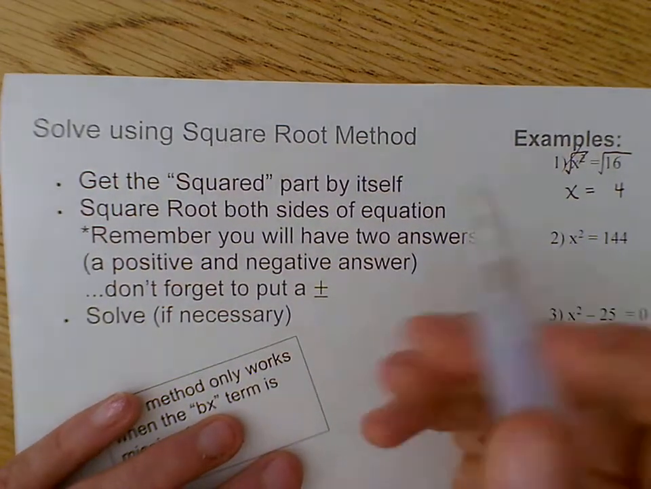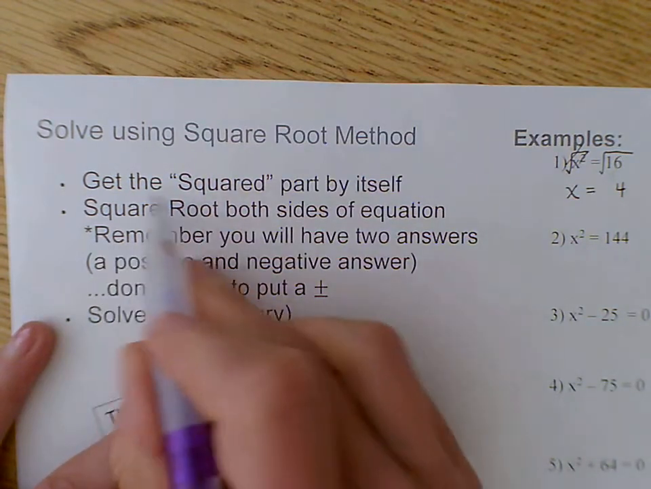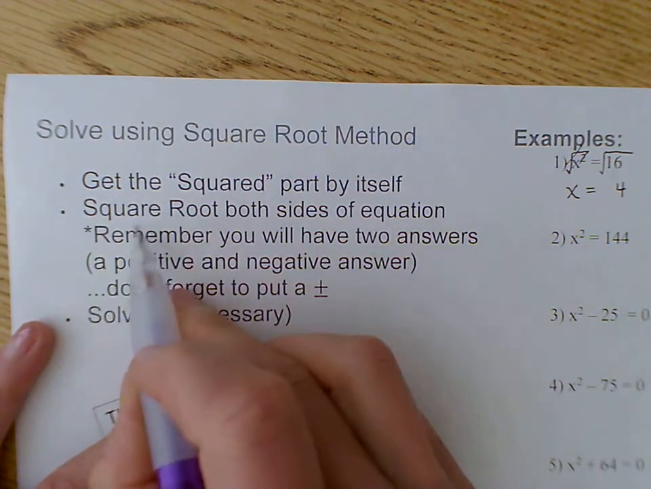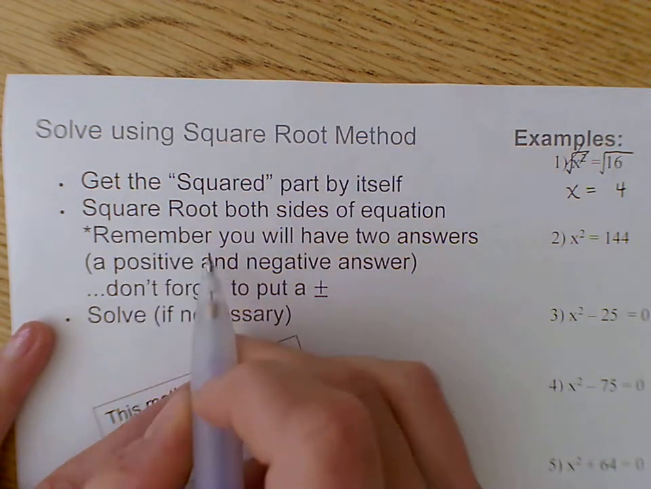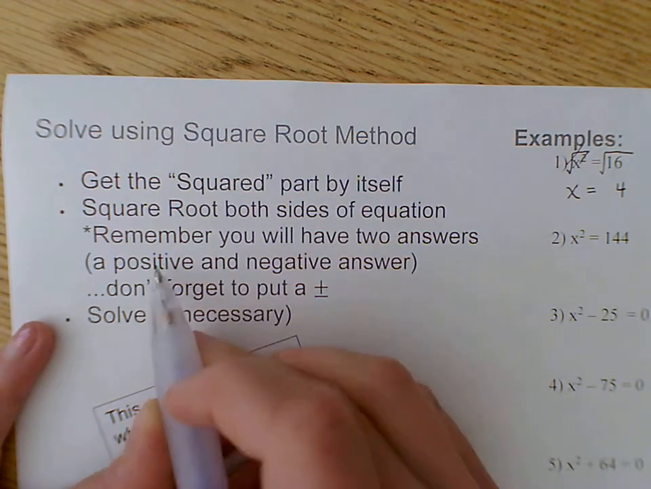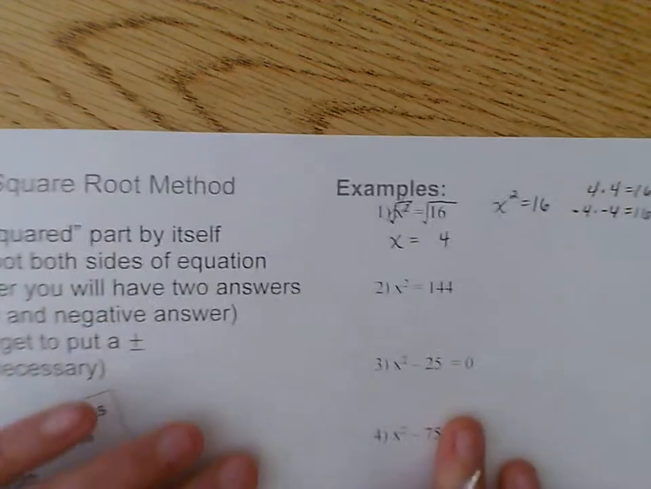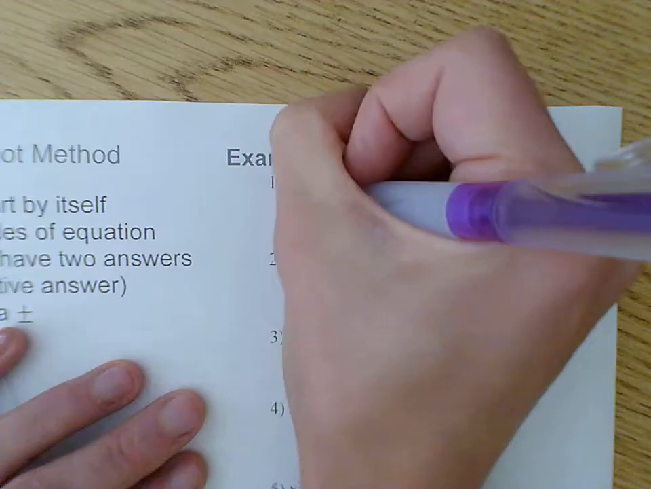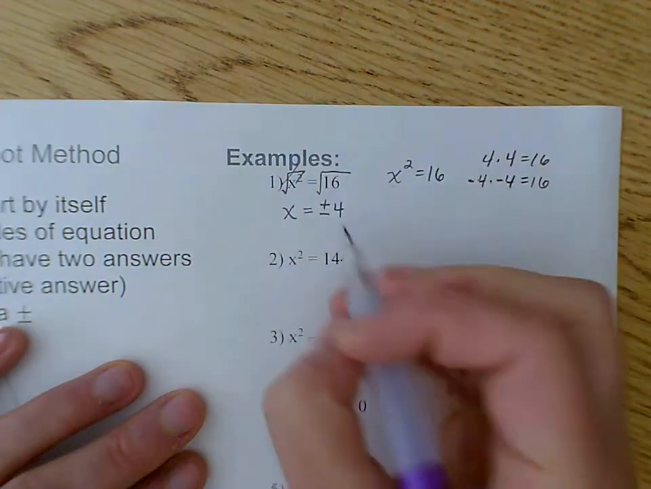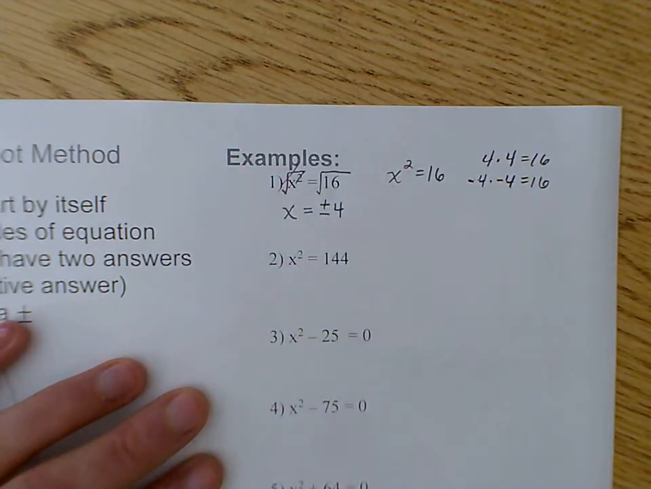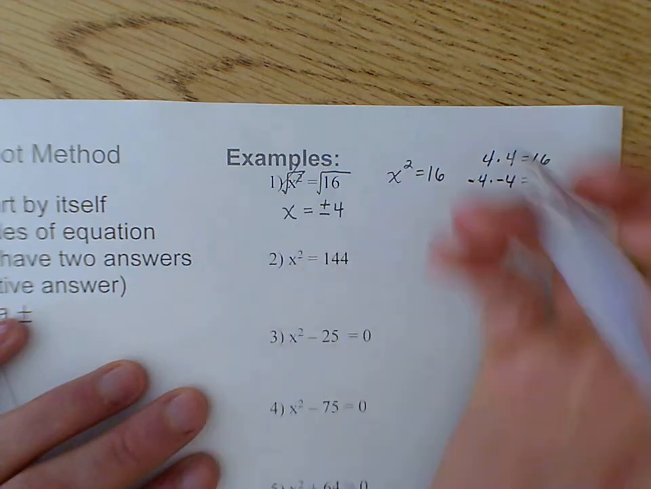So that's what I was talking about over here: for these problems, anytime you are square rooting both sides of the equation, you're actually going to have two answers. You're going to have the positive version of that number you get and the negative. So to show that, you have to remember to put a plus and a minus in front of your answer for these problems, okay? And that's one way of writing the answer.